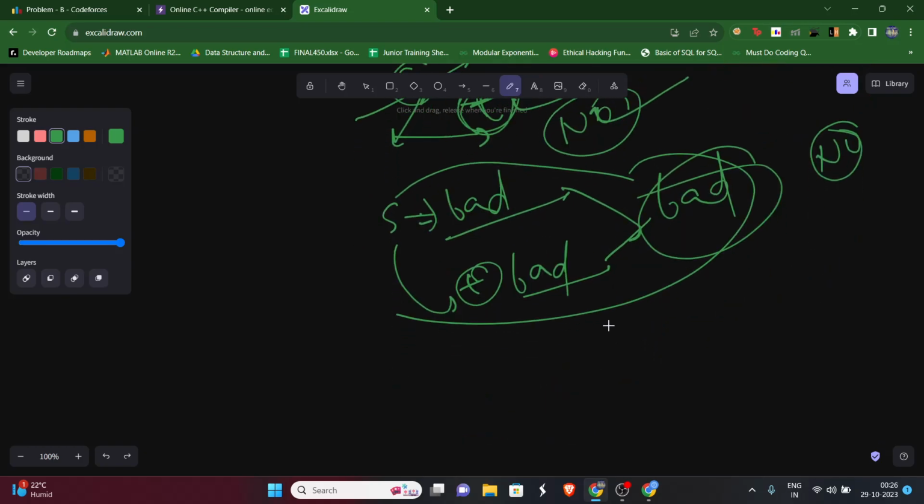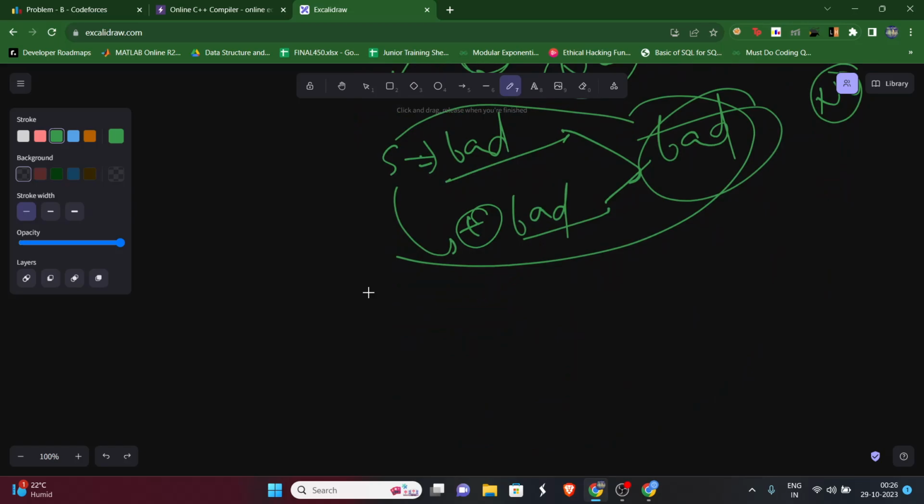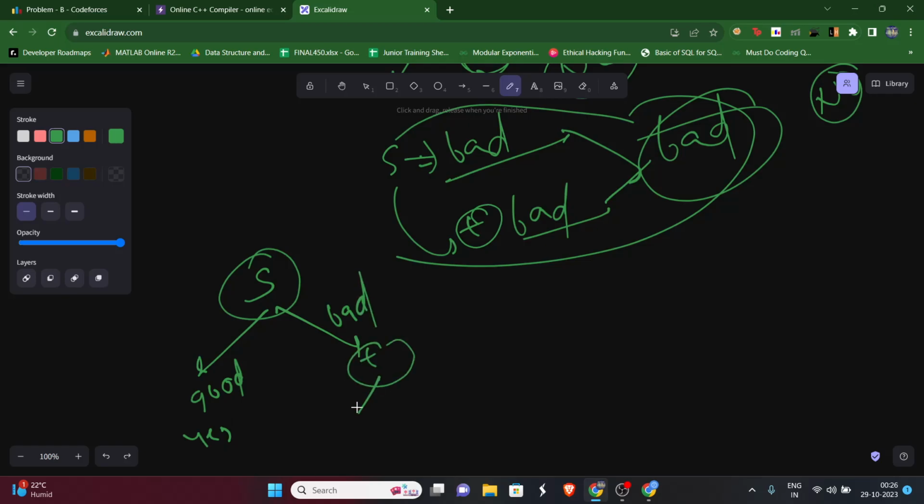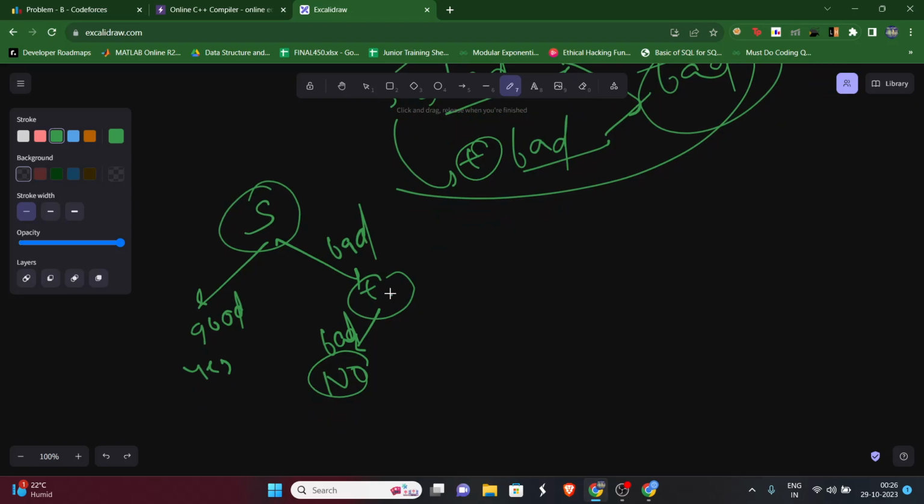But okay, that was one condition. Now, it's better to write over here. If s is good, we can simply return yes. If s is bad, then we will check for t. If t is bad, that means in this scenario we cannot have our answer, and we can simply return no. Now let's say if t is good, then we'll have to check further.